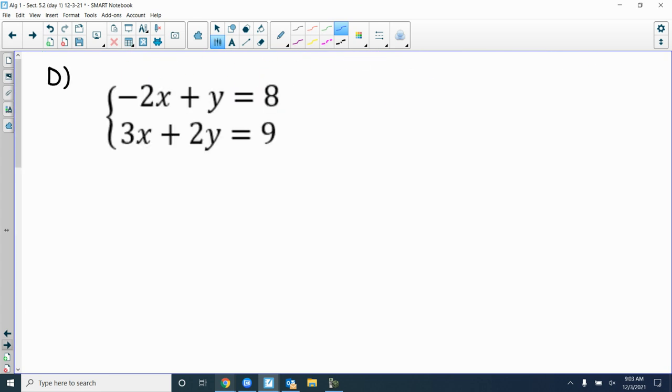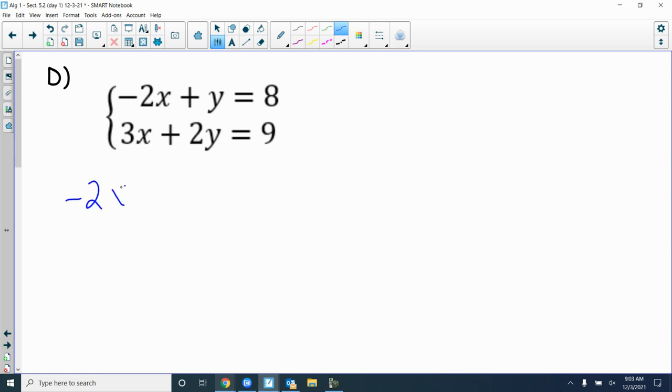How you guys doing with this? Okay, let's look at this one right here now. Do you see one of the variables with a 1 out in front? Which one is it? The top one? So what are we going to solve for? What do we want to solve that top equation for? Anybody? Y. We want to solve this one for y because it's the easiest thing to do.